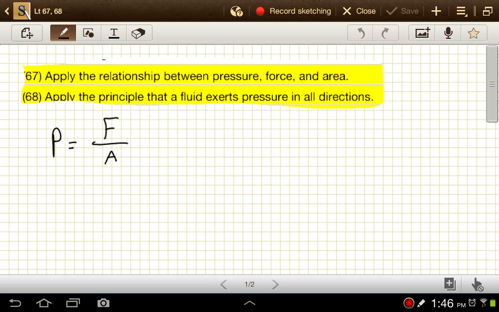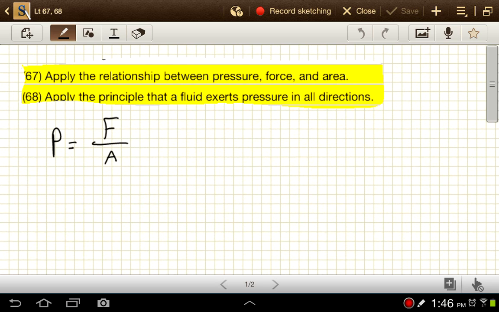Well, pressure goes right along with force. When we apply a force to something, there's some area over which that force acts. And so pressure is the ratio between the amount of force and the amount of area over which that force is acting. And so pressure increases with force and decreases with area.